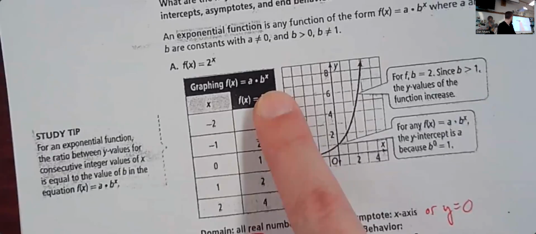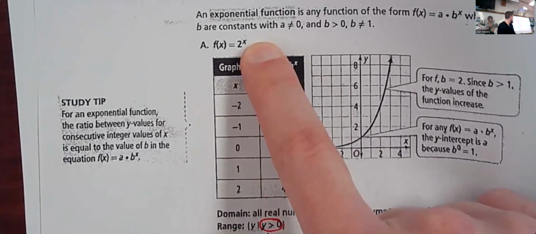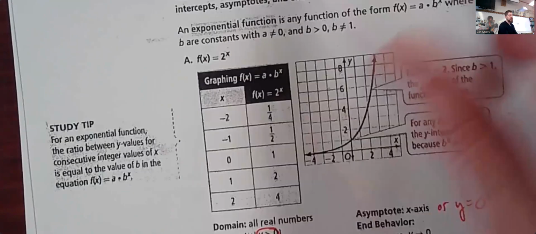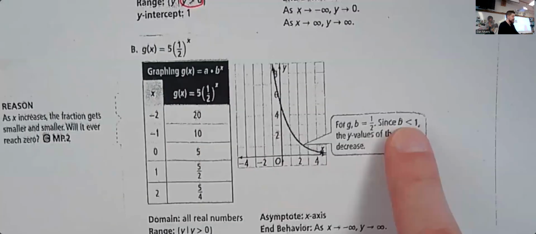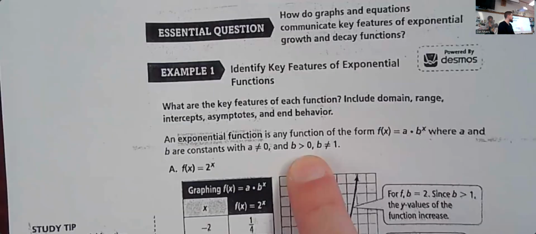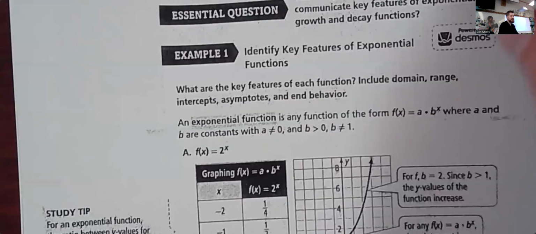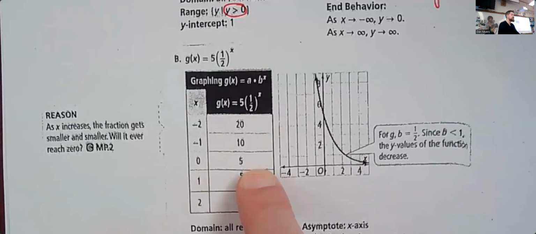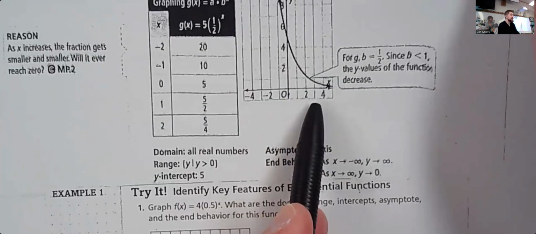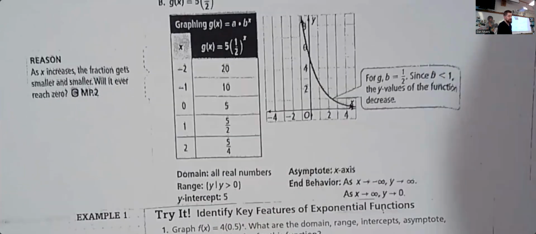If your base value, the base value next to your exponent, is greater than 1, the y values will increase as x increases. If the base value b is less than 1, but still greater than 0, so basically a fraction between 0 and 1, that means that as x increases, your y values will decrease. It's exponential decay. I'm sure you've seen this in science before. So exponential growth versus exponential decay.